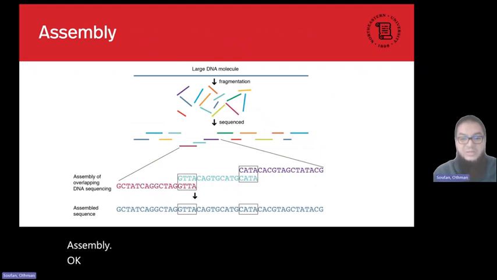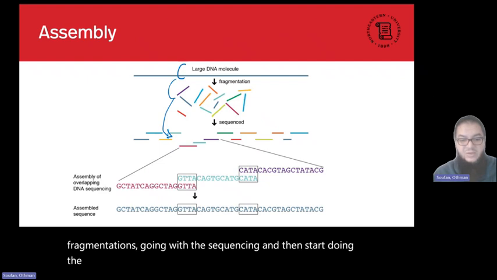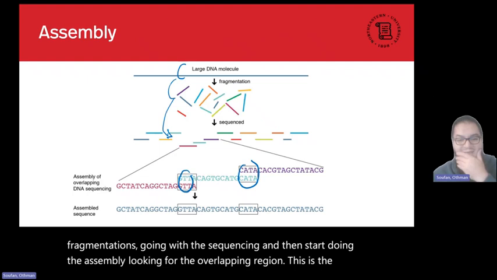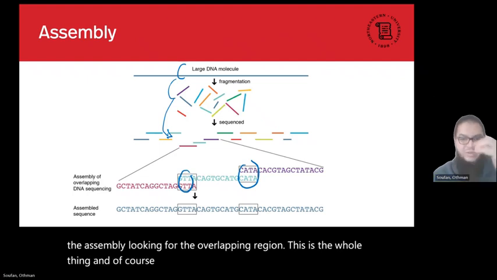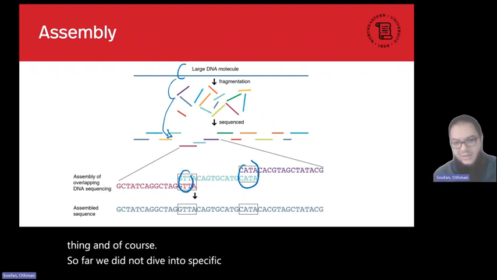Assembly, as I keep reminding you, is having a large DNA, doing the fragmentation, going with the sequencing, then starting the assembly, looking for the overlapping regions. This is the whole thing. And of course, so far, we did not dive into specific algorithms in terms of de novo assembly.